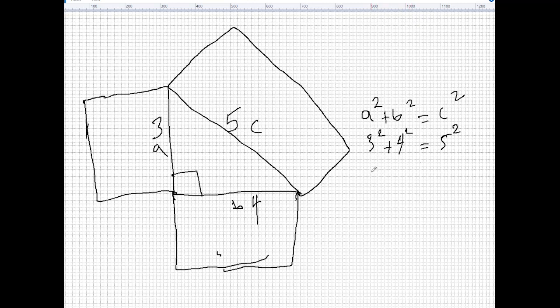So 3 raised to the power 2 is 9, 4 raised to the power 2 is 16, and 5 raised to the power 2 is 25. And we can see that what's on our left is going to equal what's on our right, what's to the right of the equation. So 9 plus 16 equals 25.